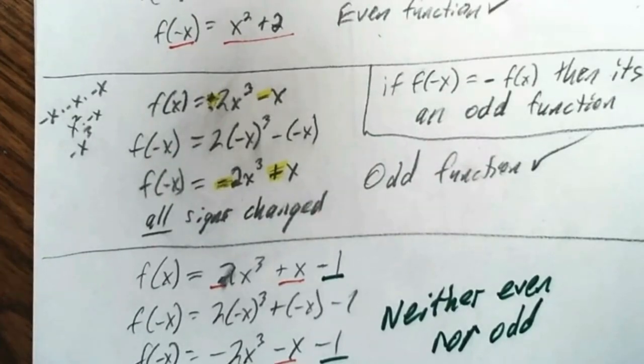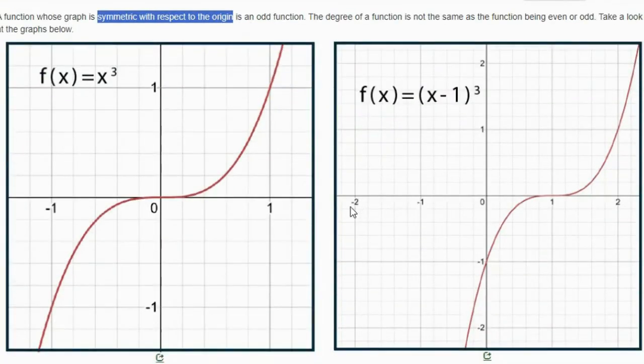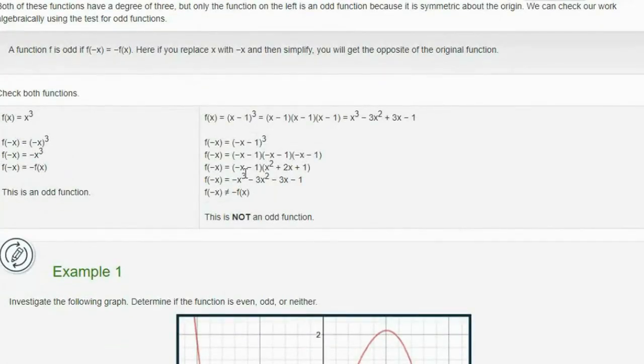All right, let's go back and see what we do. So they have an example here, x minus 1 to the third. See, that one moved over here. It's not symmetric around the origin, and it won't work algebraically because they started with, oh, here's the one where they did x minus 1 to the third power, which equals x to the third minus 3x squared plus 3x minus 1.